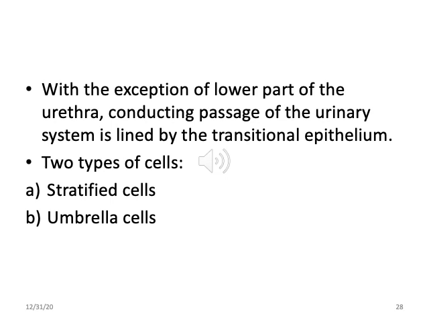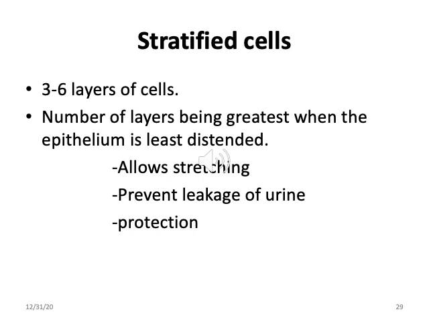This transitional epithelium has two types of cells, stratified cells and umbrella cells. Stratified cells have 3 to 6 layers, and the number of layers is greatest when the epithelium is least distended. And stratified cells allow stretching and prevent leakage of the urine, and also provide protection to the distinct structure.